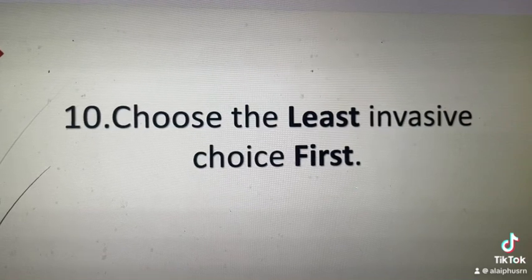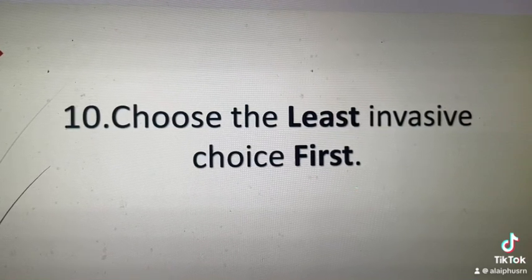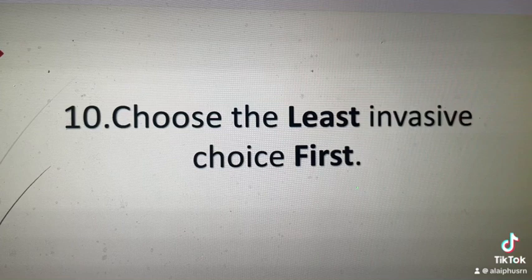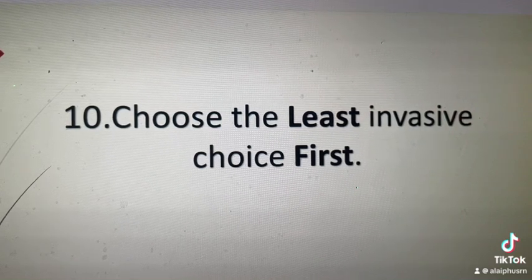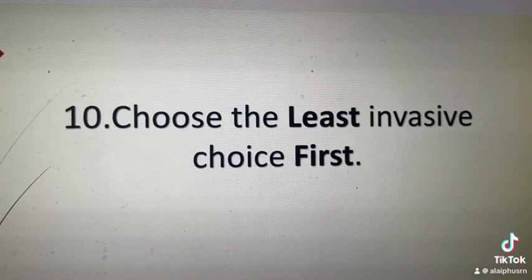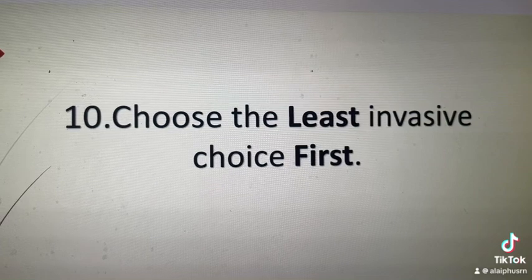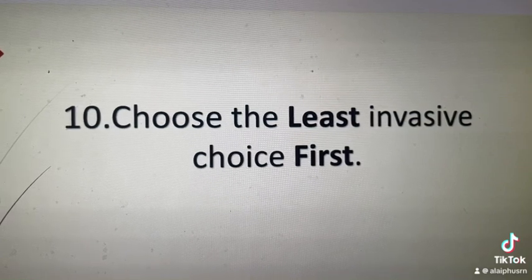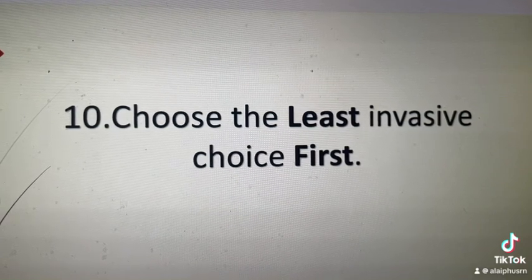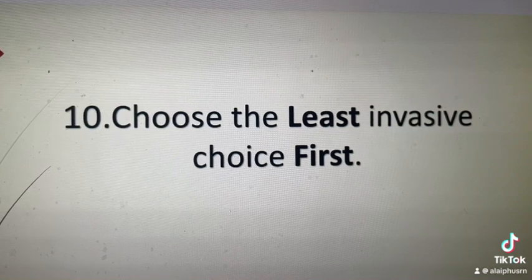In this series, we'll be talking about the NCLEX RN test taking strategies. Today, we will be talking about strategy number 10, 11, and 12. Hopefully, I can finish this within 10 minutes. So, to begin, number 10: choose the least invasive choice first.